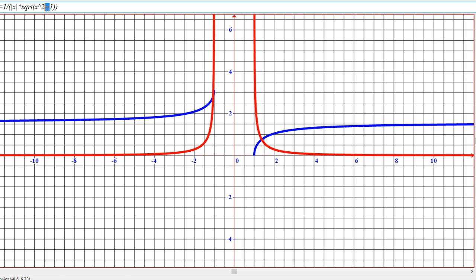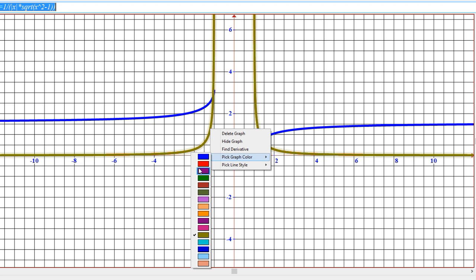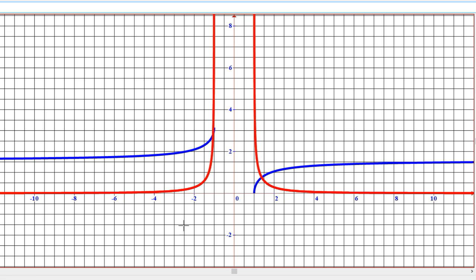Okay, now if we've done things right, this should go on top of the red graph. Yes, it did. Okay. So there is the graph that we want. So that's the right graph, not the one I had over here.